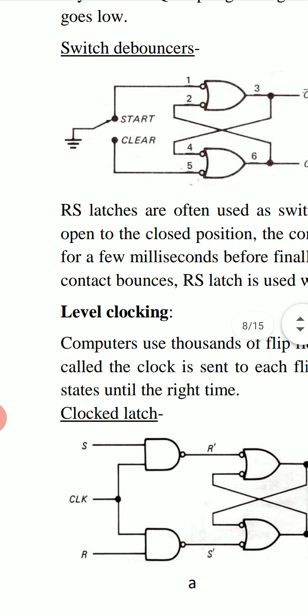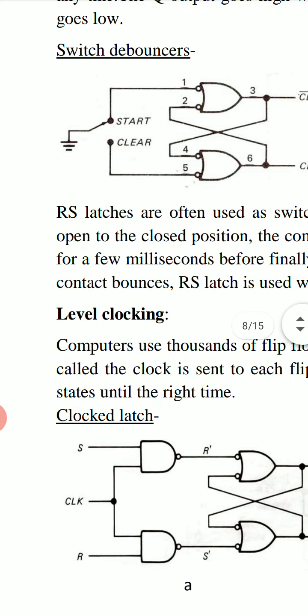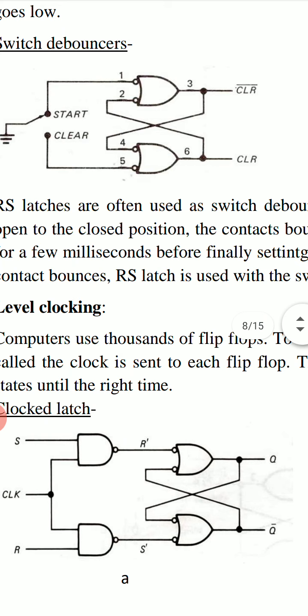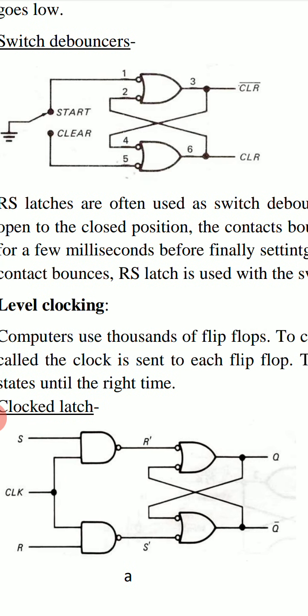This is the switch which is connected to start and clear. These are 6 points. 2, 1 and 2 are inputs of upper inverted OR gate, and 4 and 5 are 2 inputs for lower inverted OR gate, and 3 and 6 are outputs of these gates. One is CLR bar and one is CLR. CLR is for clear. Clear means 0, and CLR bar is its complement of CLR.